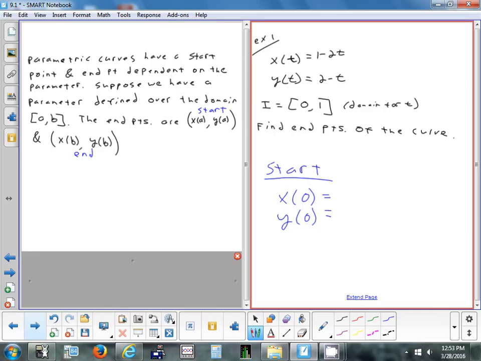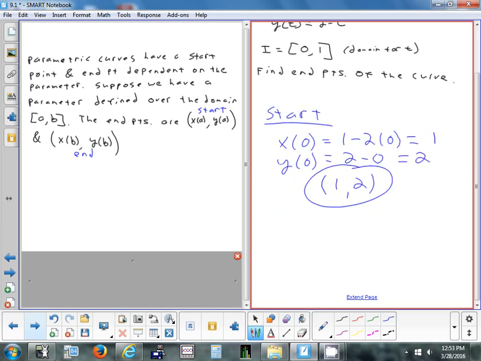Okay, so just fill 0 in for t. So 1 minus 2 times 0. That would give me a value of 1. Okay, y of 0. Take 0, fill it in for t. Corey, what's 2 minus 0? 2. So what would be the coordinate for my start point? 1, 2. Yep. So this curve is going to start at 1, 2. And it's going to end.